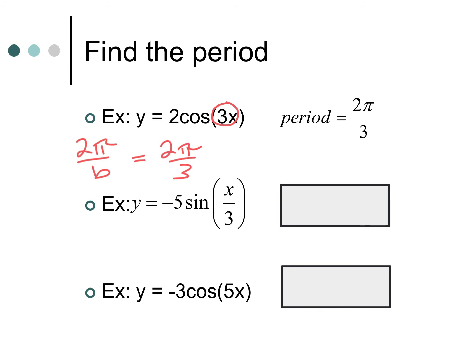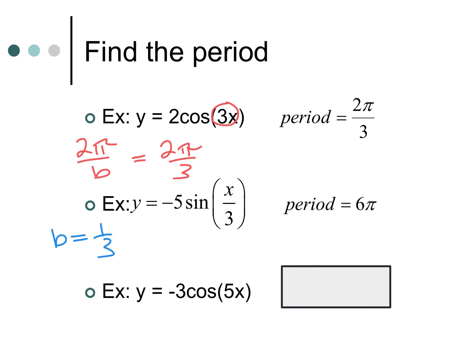For our next example, again, we're trying to identify what our b value is. In this case, because we have a fraction, our b value is going to actually be 1/3. And since our b value has the inverse effect on our function, a 1/3 is going to be a horizontal stretch. So instead of dividing by 1/3, we're actually going to be multiplying by 3, and we end up getting a new period of 6 pi.